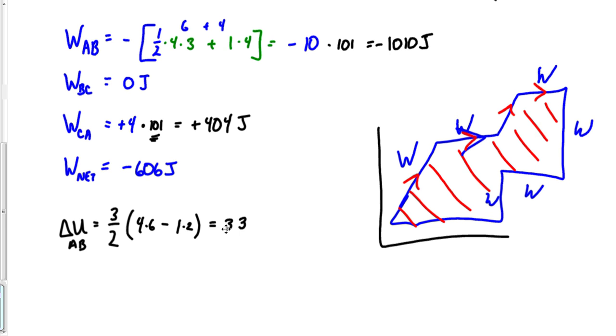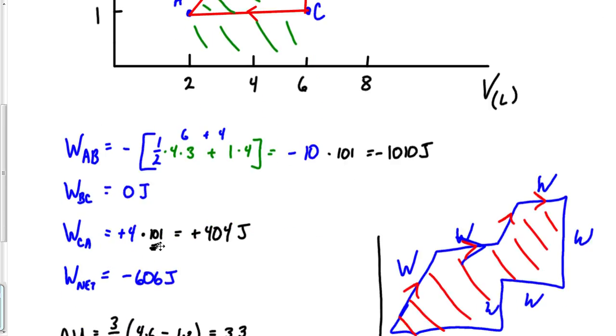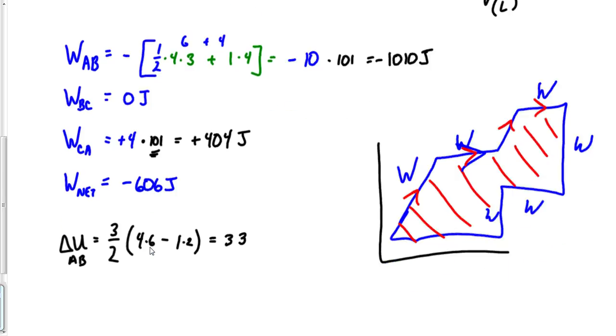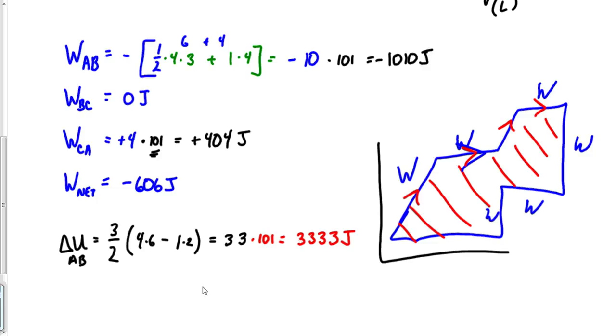So this is 33, positive 33. And once again, I've got that same little catch. If I was working this in meters cubed and Pascals, I wouldn't have to do this. But I'm going to actually have to do this again, where I times, this is a correction factor, times your answer by 101, and that will get your answer into the units you're looking for. Times 101. 3,033 joules. So there is my answer for delta U AB.